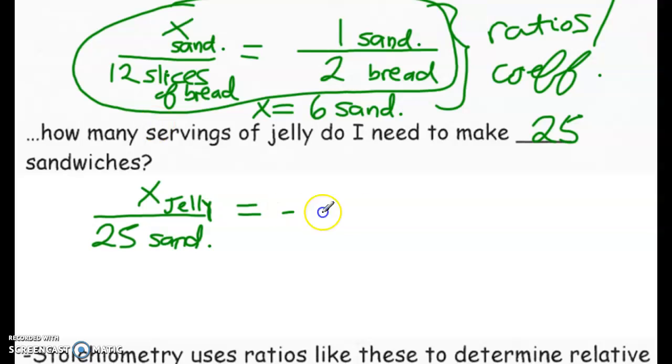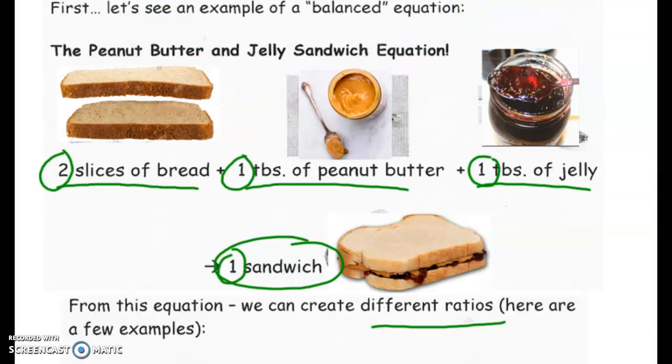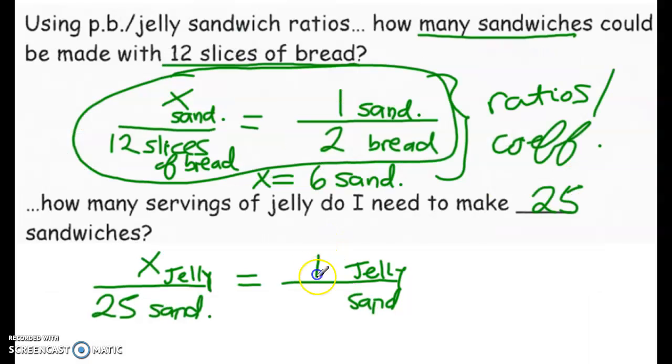All right, on this side, I'm going to match. This has to be jelly. This has to be a sandwich. The numbers I put in here have to be coefficients. So 1 tablespoon of jelly for every 1 sandwich. So this is going to be a 1-to-1 ratio.